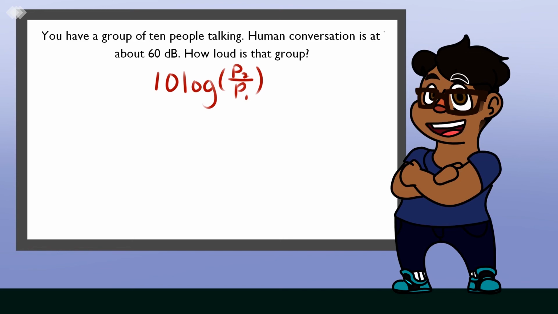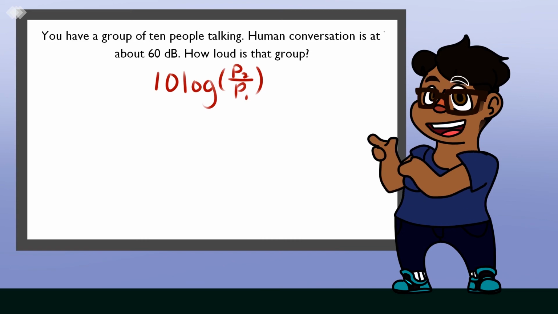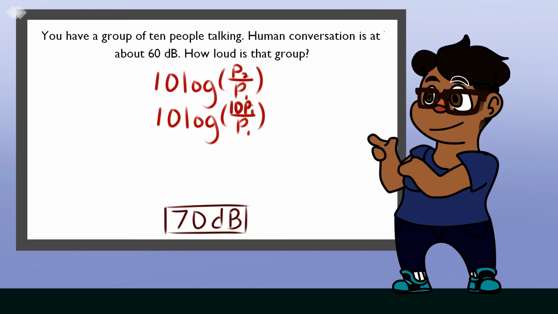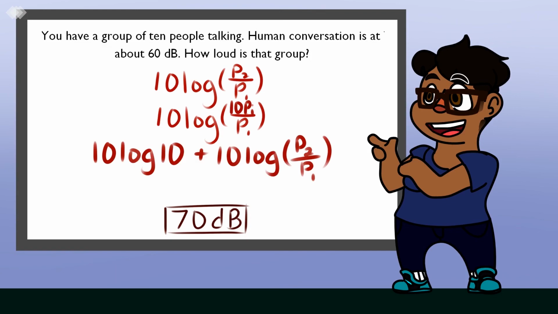Done? Okay, let's see how you did. You should have gotten 70 decibels. Why? Do the same process as before. Replace that P2 with 10 P1, since P1 is 60 decibels, and 10 times that would be your actual power compared to 60. Expand your equation, input values, then solve, and you get 70 decibels.